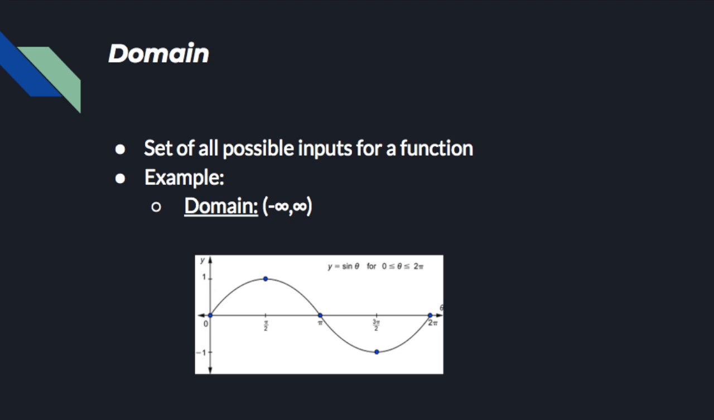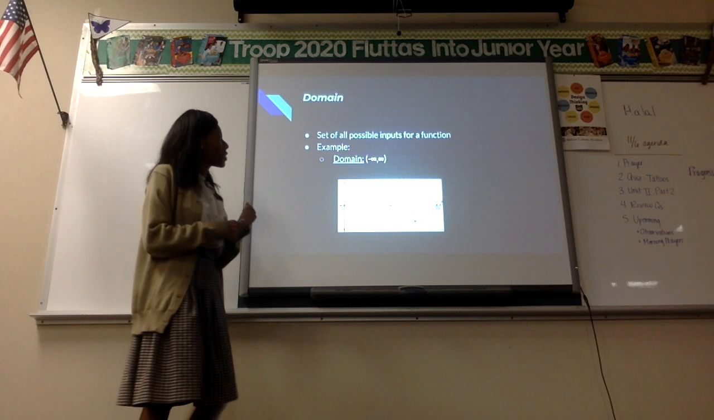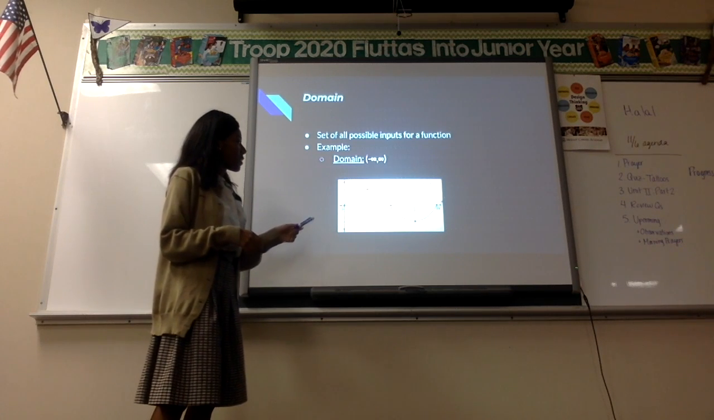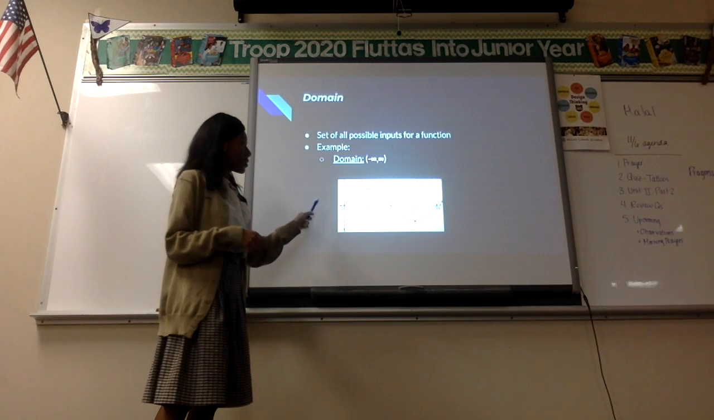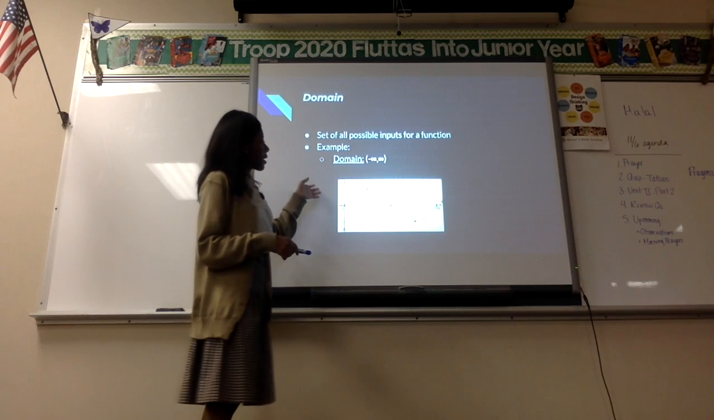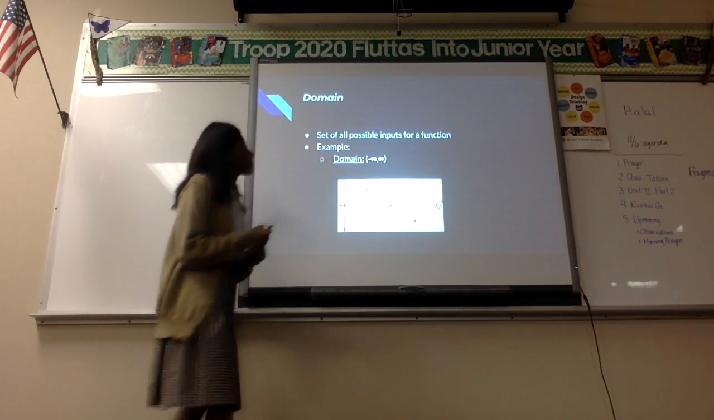So for the first definition, we have domain, which is a set of all possible inputs for a function, which is also the set of all the x values. So in this case, if they had arrows on both ends of the graph, then it would be the domain, so it would be negative infinity to positive infinity.